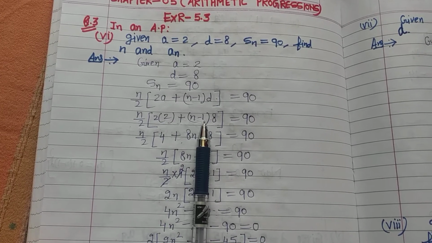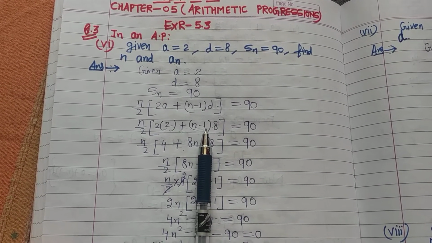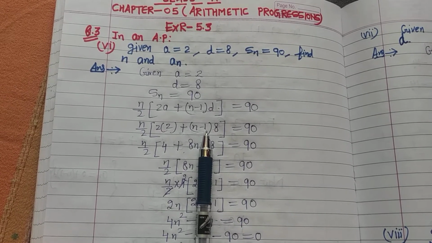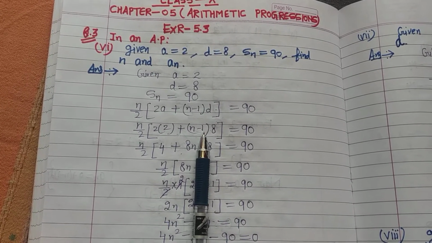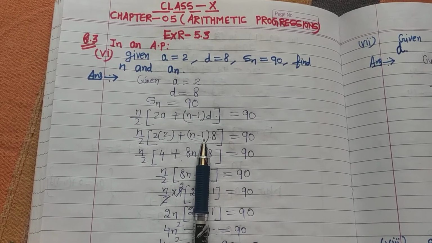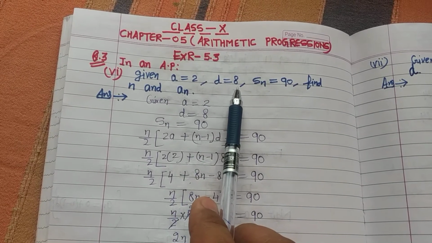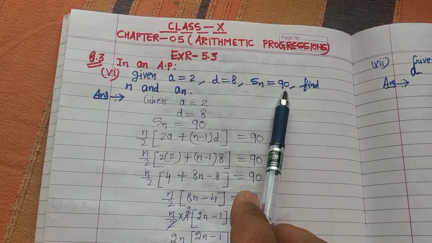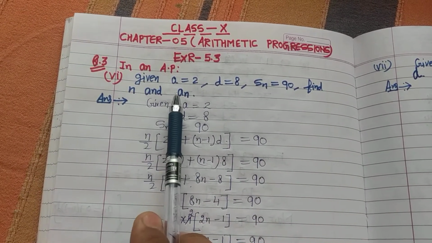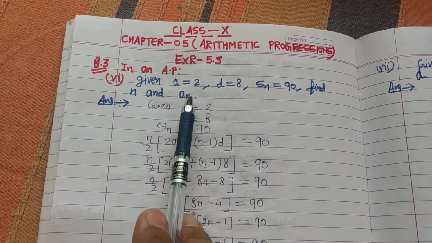In this class I am going to discuss exercise 5.3 question number 3 part number 6 to part number 10 and question number 4 and 5. So let's start with question number 3. Sixth part. Given a is equal to 2, d is equal to 8, Sn is equal to 90, find n and an. We have to find the number of terms and then the last term.